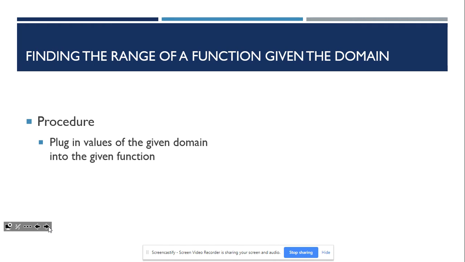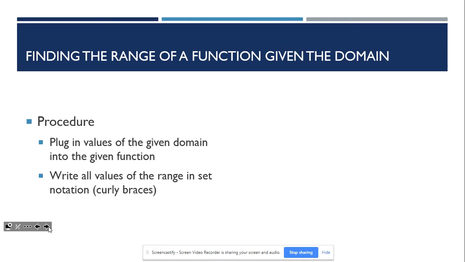So when we're finding the range of a function based on a given domain, we want to take the domain and plug the values into the function rule. From there, we'll write all of our values of the range with our set notation, the curly braces. Here's an example. f of x is equal to 2x minus 3, and they give us a domain of -2, 0, 1, and 5. So I'm going to take each domain value and plug it in.